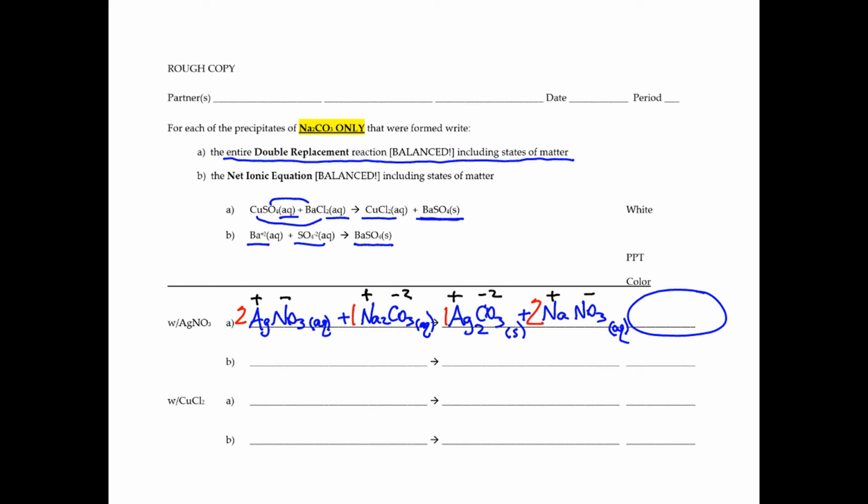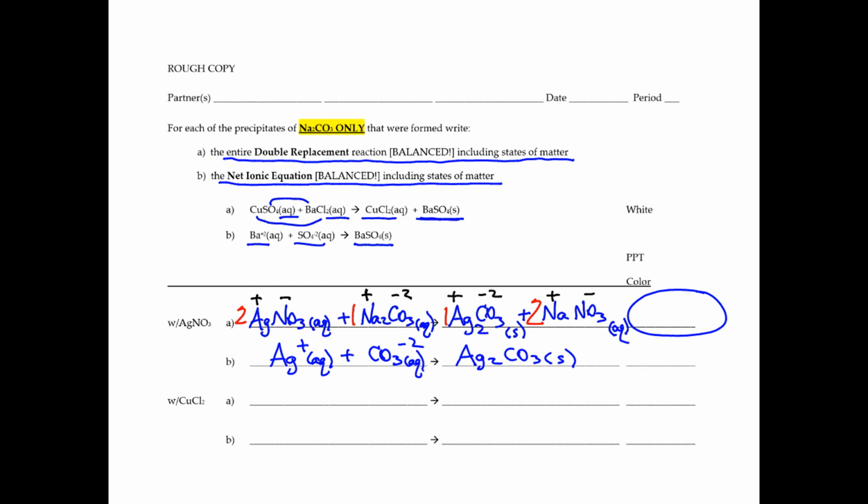And now what we're going to do is the net ionic equation, again balanced and again including the states of matter. The best way to do this is start off by writing the product that was the precipitate. So Ag2CO3, that's the solid. So from where did we get that? We got that from silver ion, which was AQ, and the carbonate ion, which was also AQ.